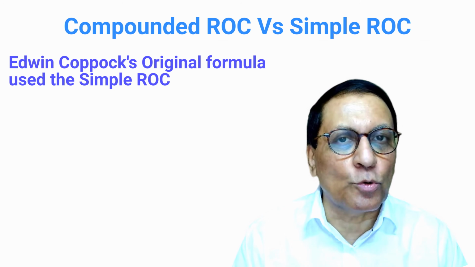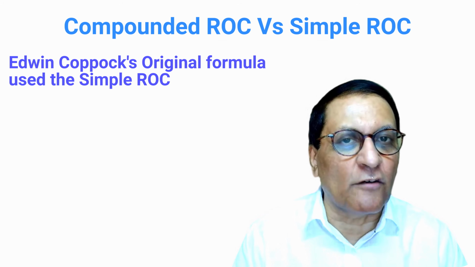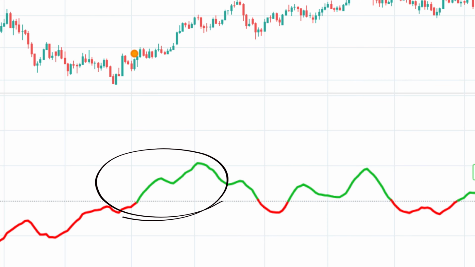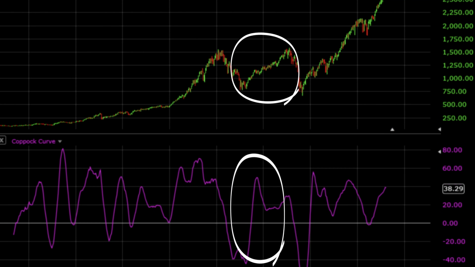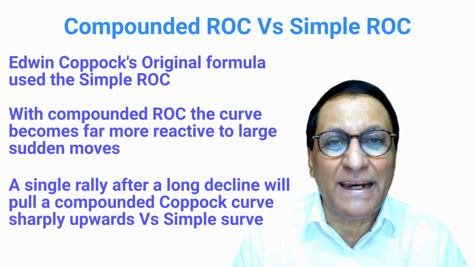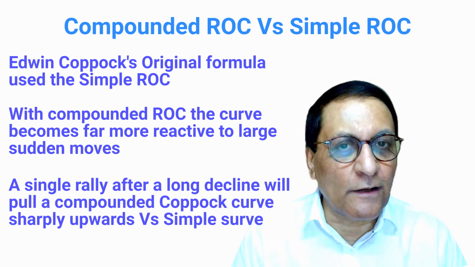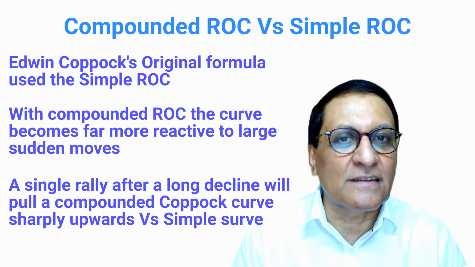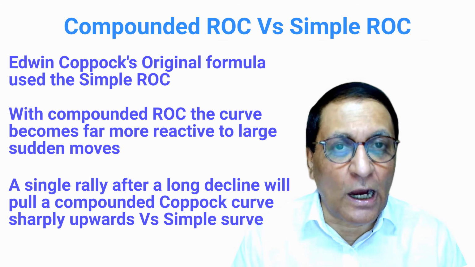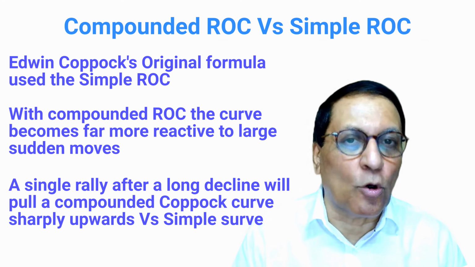But if you switch to a compounded ROC, the curve becomes far more reactive to large sudden moves while muting the effect of slow trends. This means that a single rally after a long decline will pull a compounded Coppock curve sharply upwards, whereas the original might barely flinch. So the curve's behavior could be drastically changed just by altering this subtle calculation without touching the look back periods at all.